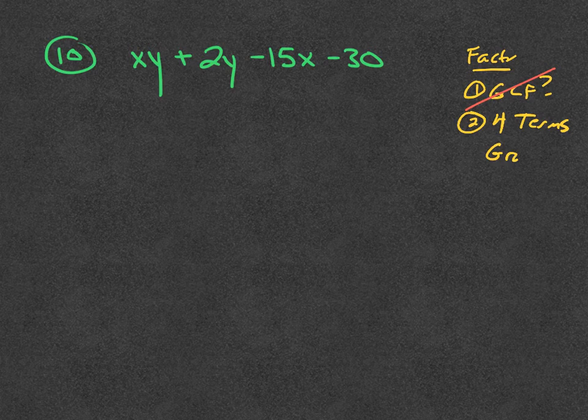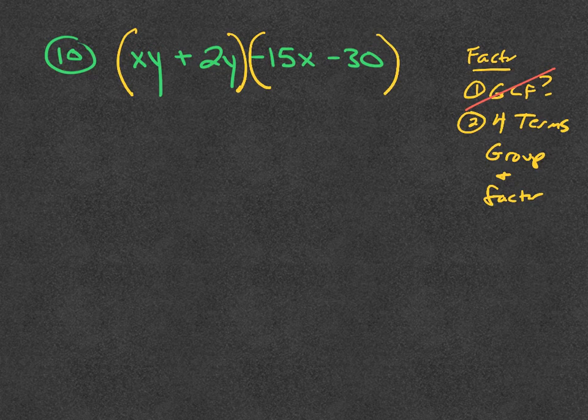Here we're going to group and factor that way. So in a lot of cases, we'll group the first 2 terms and we'll group the third and the fourth terms, and we'll factor something out of those. If you look at the first 2 terms, we can take a y out of both of those. If you look at the negative 15x and the negative 30, we could take a negative 15 out of both of those. Just as long as you have something that you can take out of both of those.